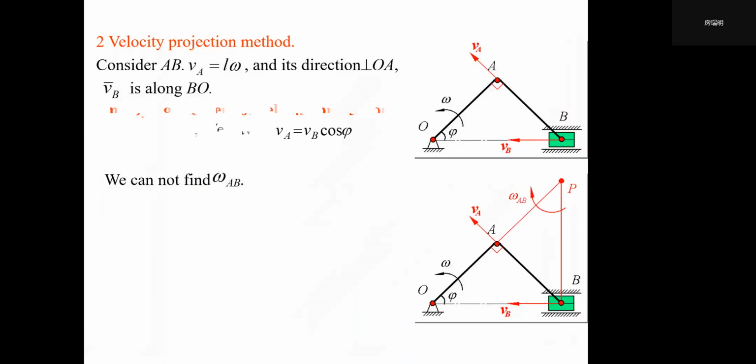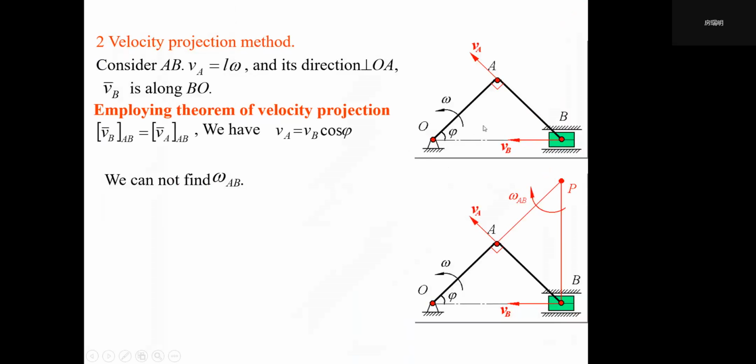Let's see. The second method is the velocity projection method. Actually, we have talked about it before. So consider AB, VA equals omega L along this direction, perpendicular to OA, and VB is along VBO. Right? And maybe I will show you guys another thing. I think all this you guys will totally understand. And maybe some students have a question. Hi, teacher. Maybe I don't have much life experience. Although VA is along this direction, maybe I will wrongly think that VB is along the opposite direction, right?